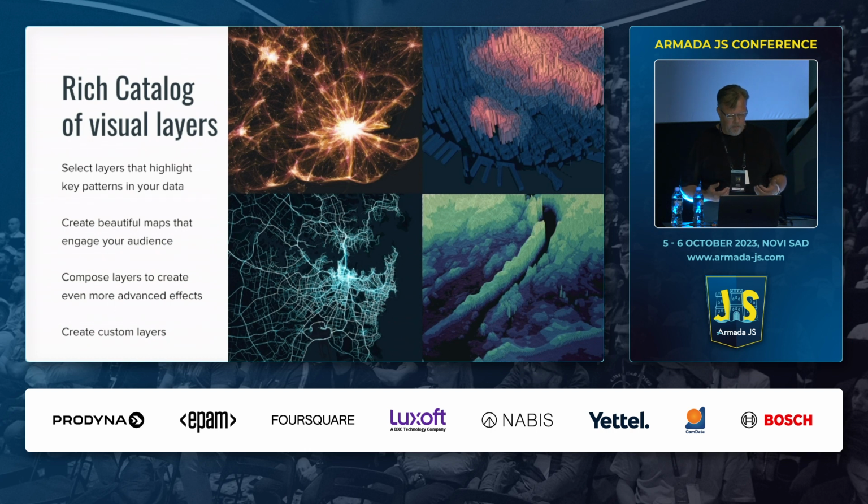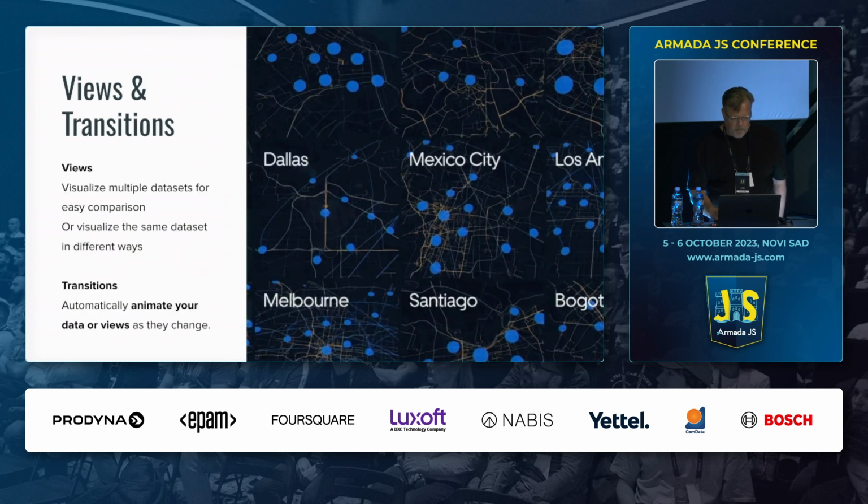And there is also the ability to create custom layers if you know a little bit about shader programming. And these layers are very performant. They can typically handle at least 1 million rows of data directly on the client.